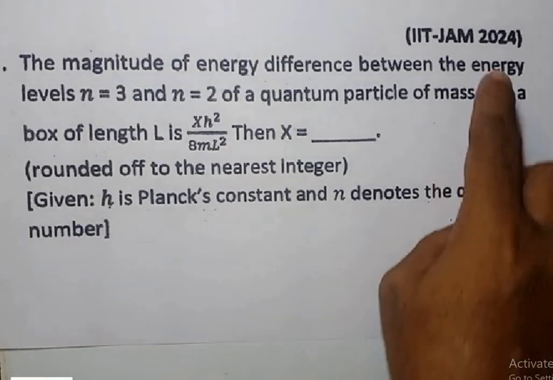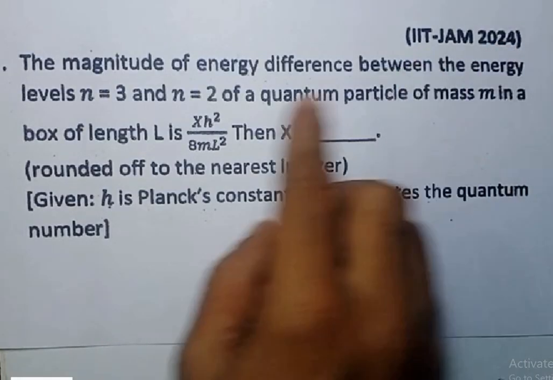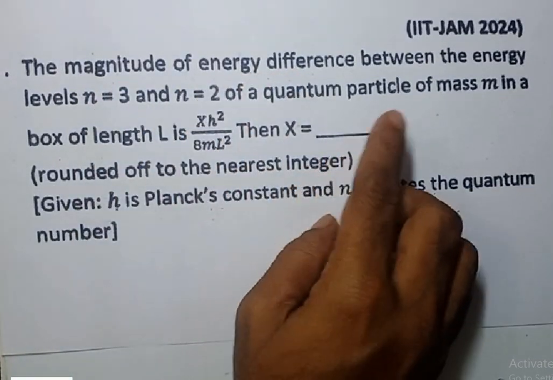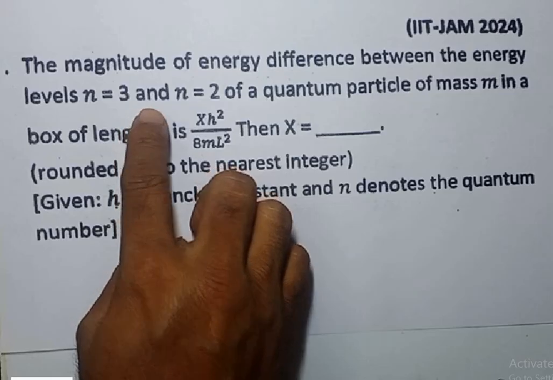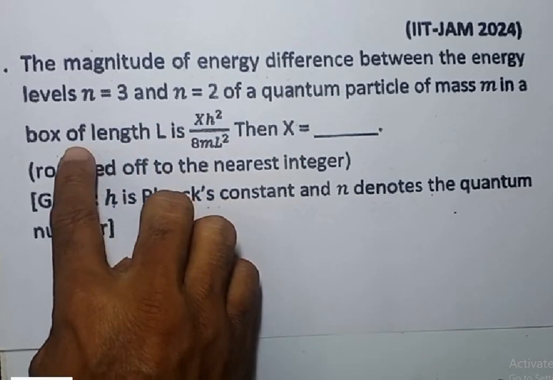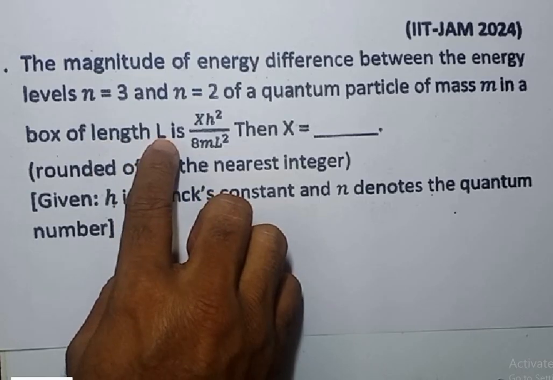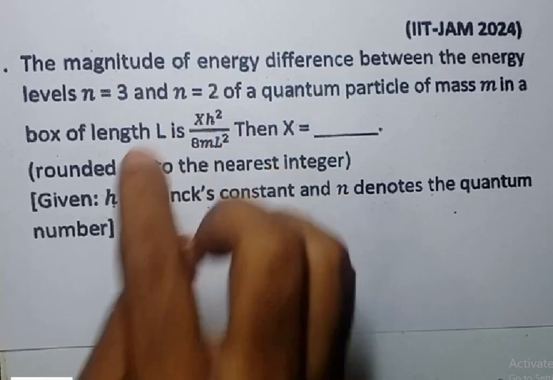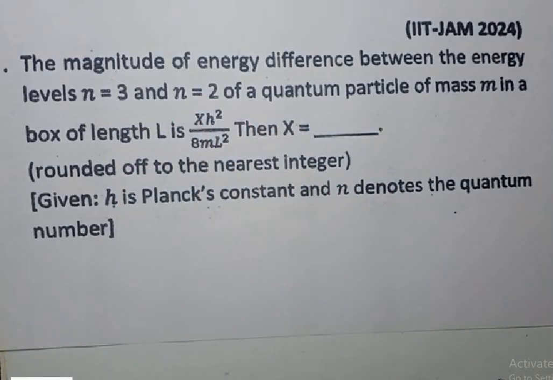This question also appeared in 2024 JAM. The question is this: the magnitude of energy difference between the energy levels n equal to 3 and n equal to 2 of a quantum particle of mass m in a box of length L. Box of length L means 1D box. And the energy formula is given. What's the value of x?